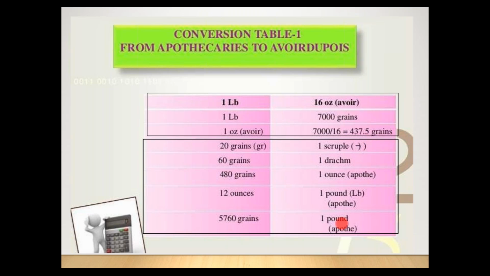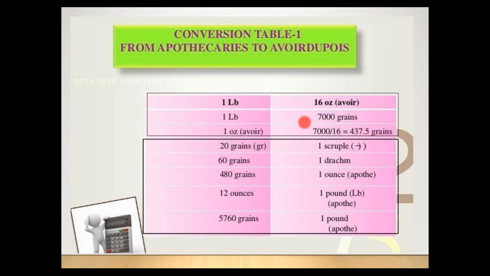Next table is the apothecary system. Can anybody tell what the other name for the apothecaries system is? Troy system. Okay, good. In this, what was the standard unit? Unlike avoirdupois, it is the grain, G-R-A-I-N. In the previous one, it is the pound. In this, it is the grain. This is your standard unit.